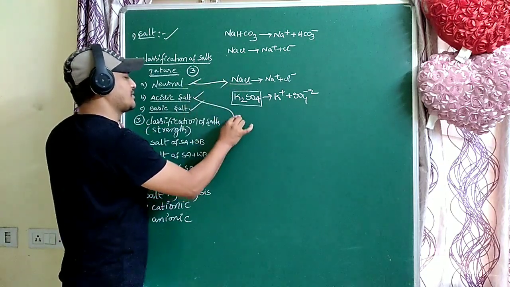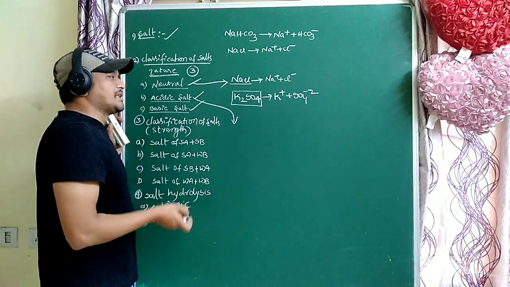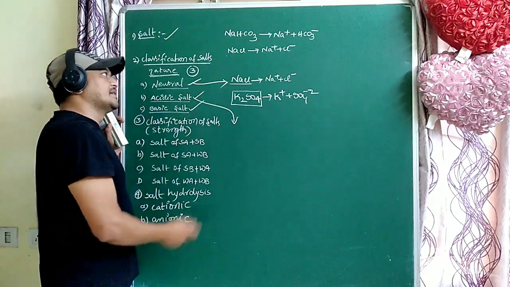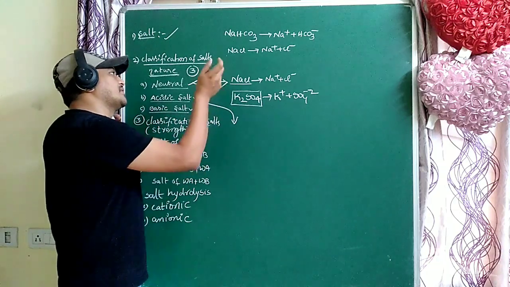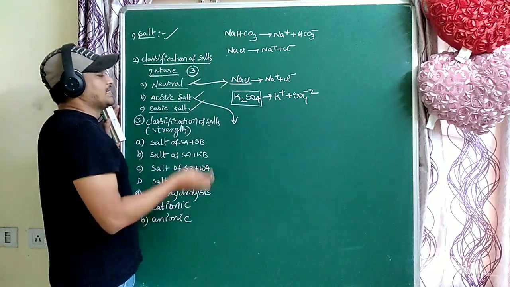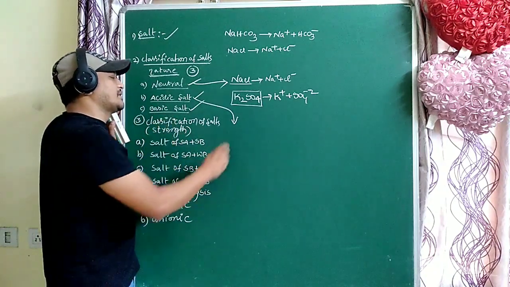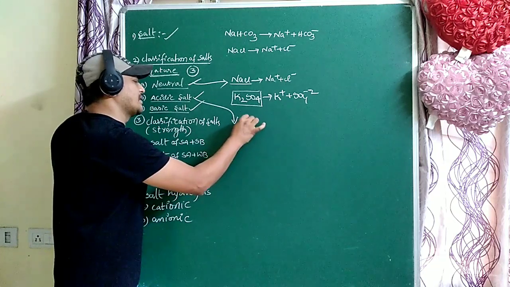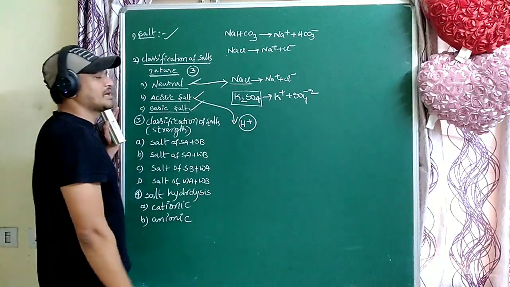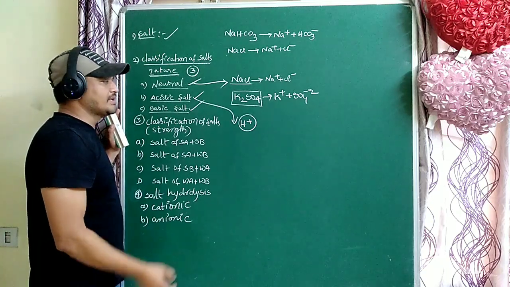Next, acidic salts. The salt does not give any H plus ions in first ionization, but gives H plus ions in the second or third ionization, other than the first. This type of salt is called an acidic salt.